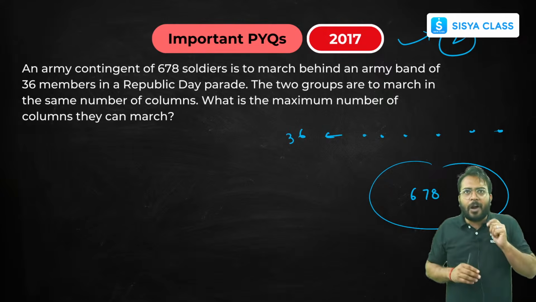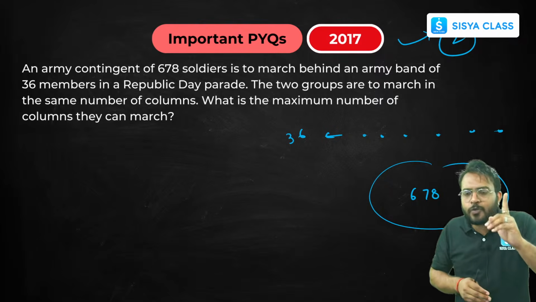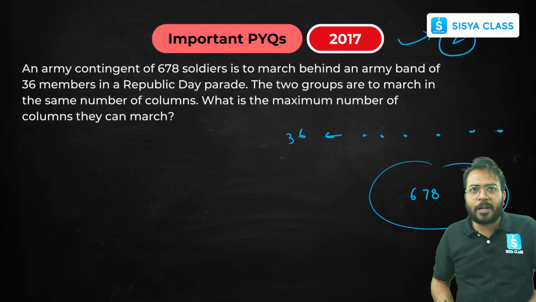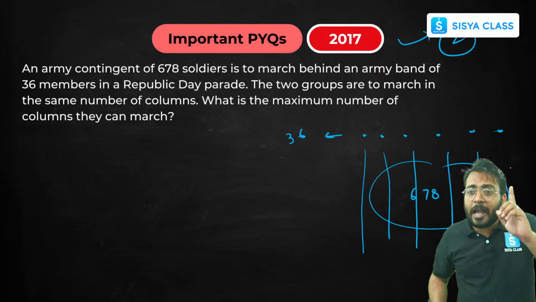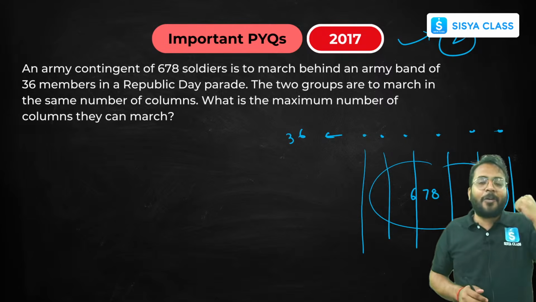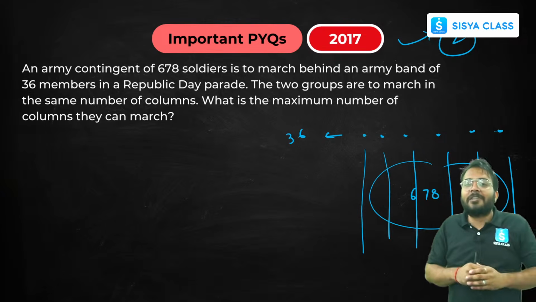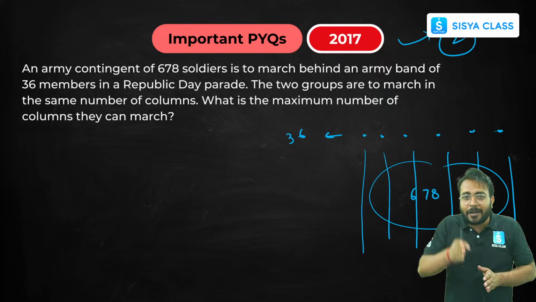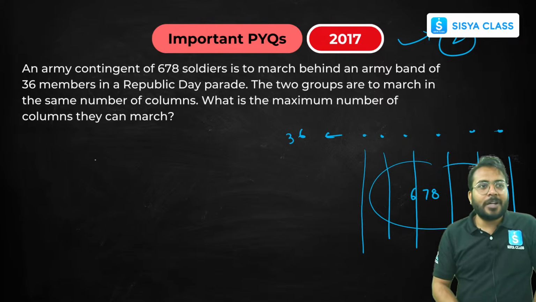You need to find out that if the 2 groups are to march in the same number of columns, that means they should be arranged in such a way that the number of members in each column has to be the same. So what is the maximum number of columns they can march in? How many maximum columns can they form so that each column has equal members? You just need to find out the GCD.